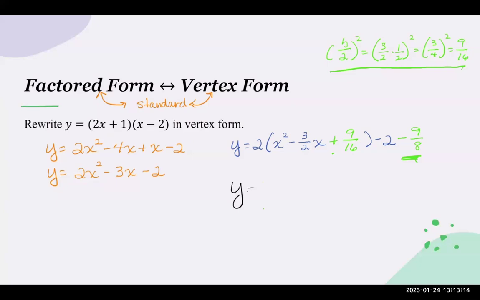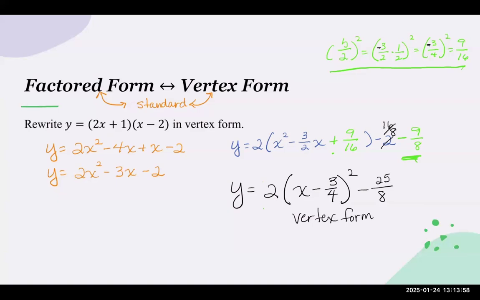So from here, we are going to have y equals 2 times x. Let's see, this was actually a -3/2, so that was a -3/4. So minus 3/4 quantity squared. And then our 2, we could rewrite in eighths, that would be 16/8. So -16 and -9 is going to be -25/8. So that would be our vertex form. Okay, so notice all of the steps are still the same as what we talked about in a previous example. They're just a little bit trickier because of the fractions involved. But if you're careful, you can still do it.